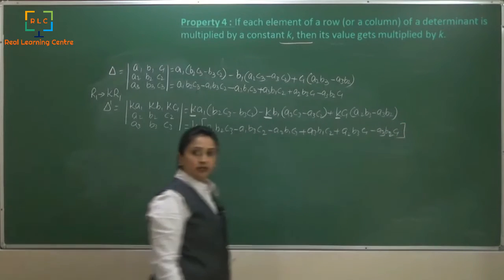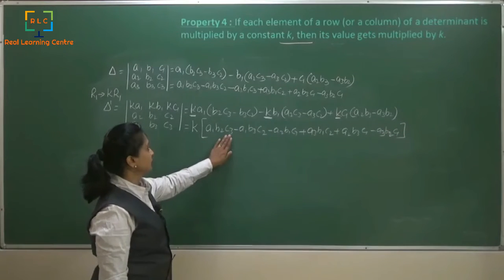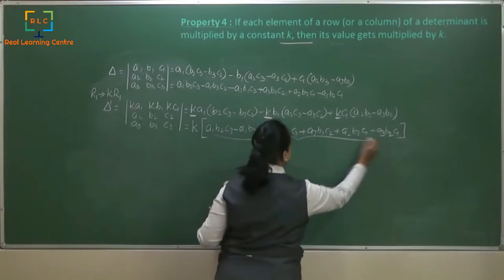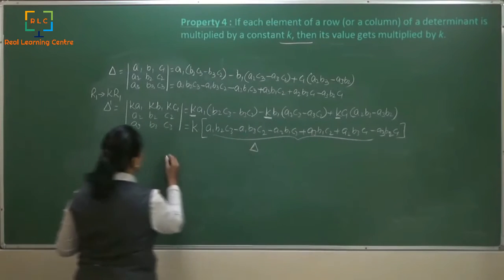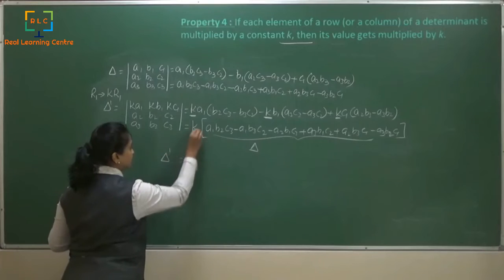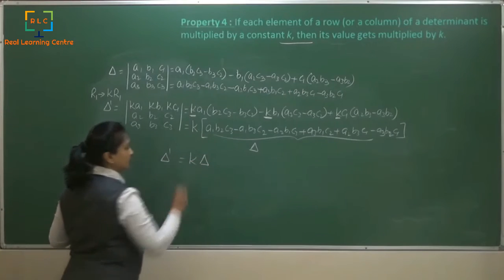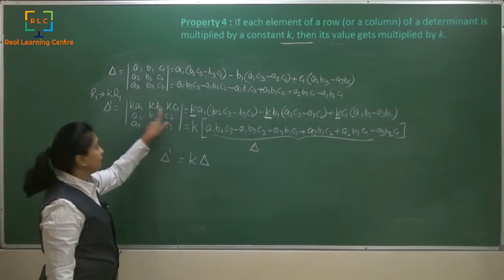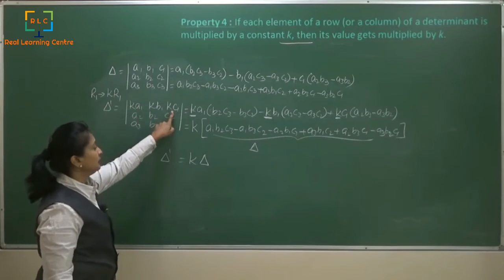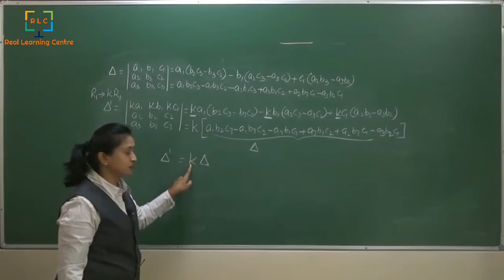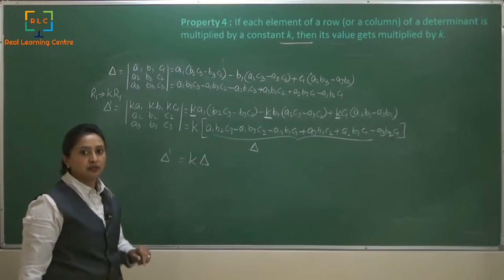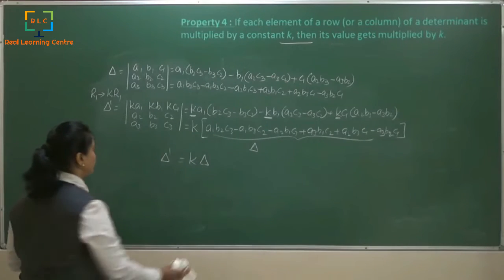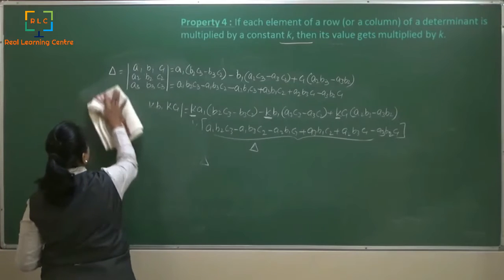Okay, and now what you see, after multiplying you see that this delta is back here. So this becomes delta. So I have got delta dash is equal to k times delta. So if you multiply any one row with the scalar k, then the entire delta itself is multiplied by k. This is what the property tells. So with that we have completed property number 4 proof, and now let's go to the next property.